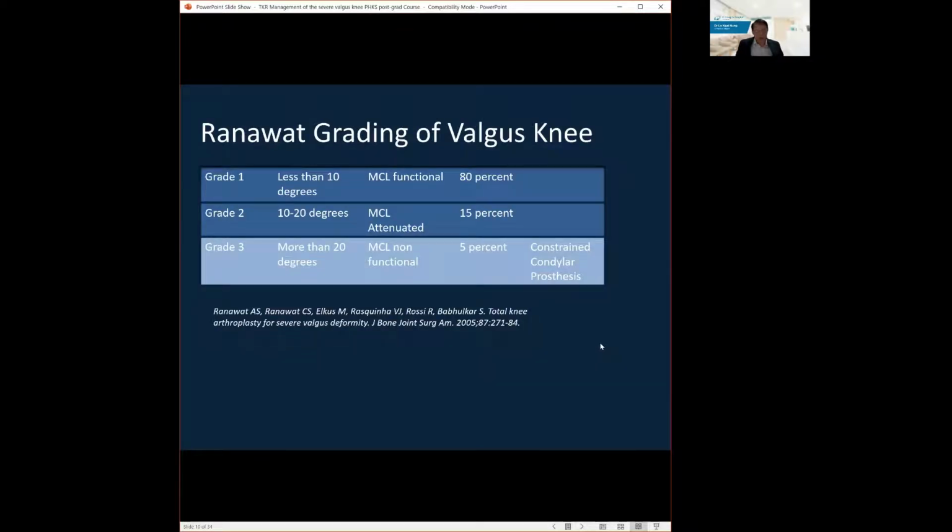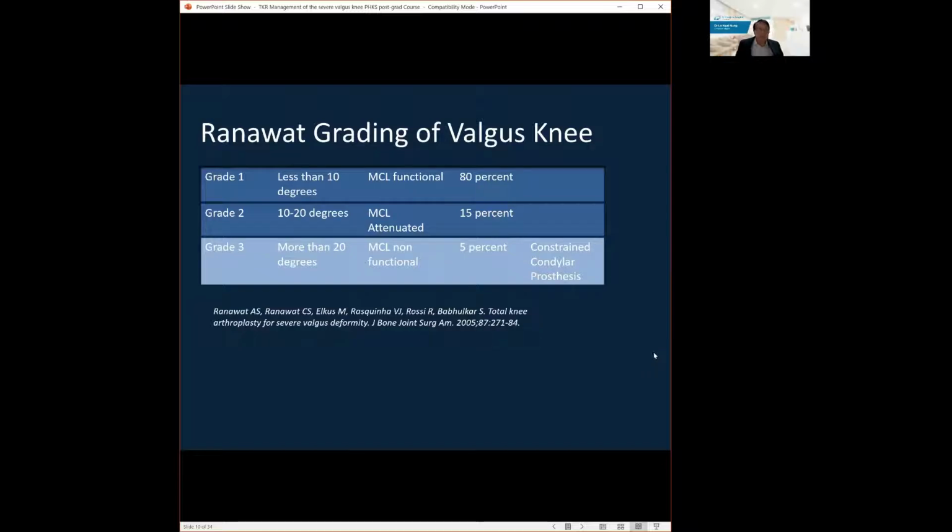Valgus knees can be graded, and this is a very easy and practical grading system by Professor Ranawat, published in JBJS in 2005. Less than 10 degrees, the MCL is usually functional, and that accounts for 80% of the cases that we do. The grade ones are often easy to balance. We can release the lateral structures to balance to the MCL, and we can usually do these cases with a standard total knee implant.